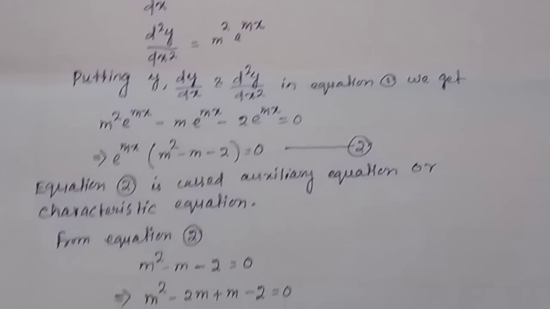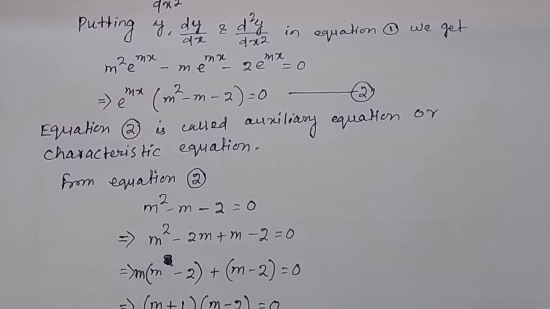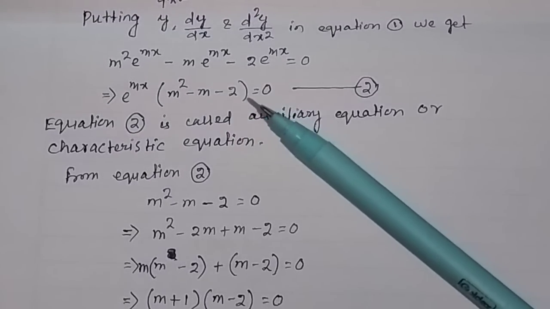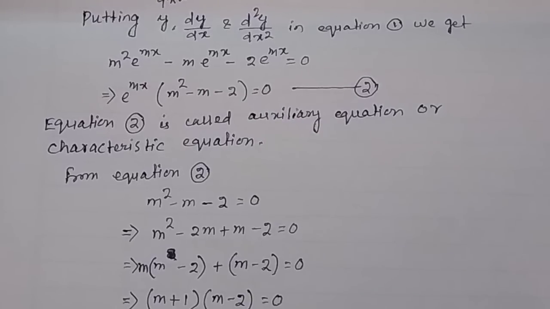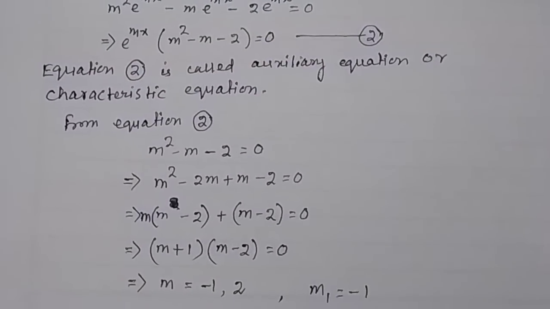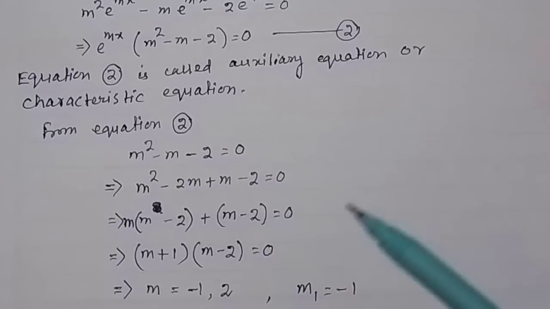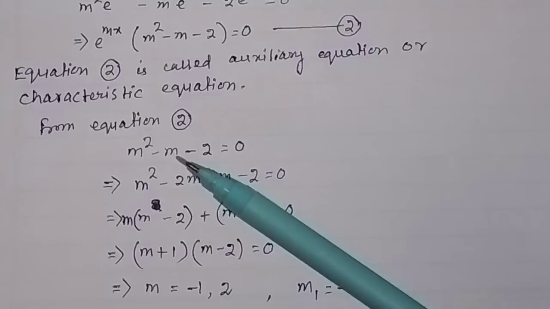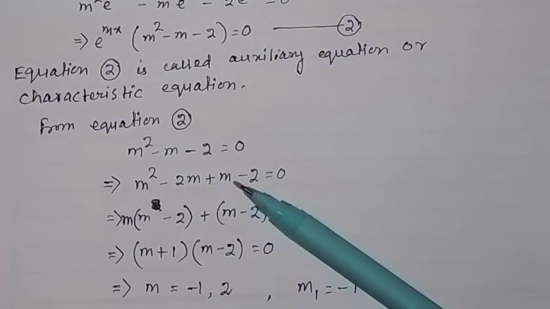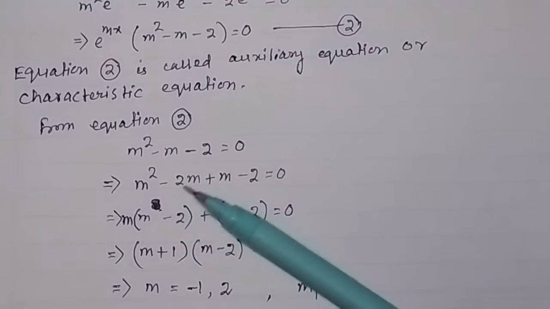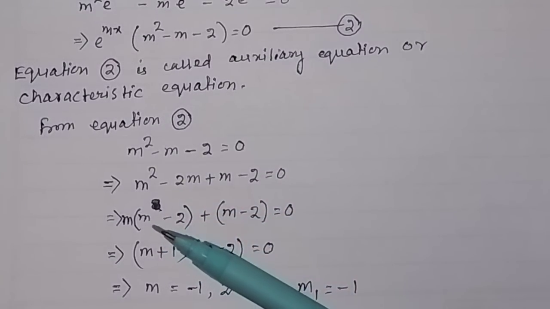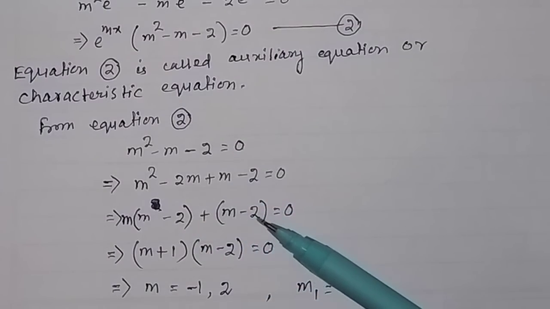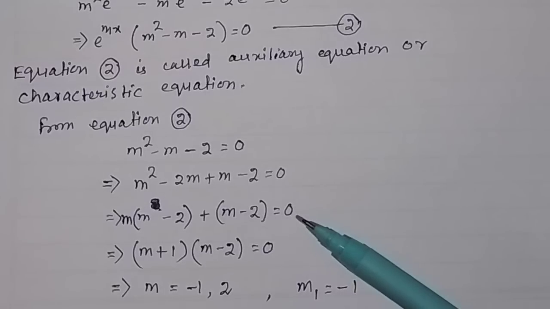And if you solve the auxiliary equation or characteristic equation, that means this term, m square minus m minus 2, this is a quadratic equation. If you solve it, then you can find out the roots of the equation. And you know how to find the roots of a quadratic equation. So m square minus m minus 2 equal to 0. So m square, m can be written as minus 2m plus m, minus 2 is equal to 0. From these two terms you take m common, so in the bracket you have m minus 2, and here if you take 1 common, then in the bracket you have m minus 2, that will be equal to 0.